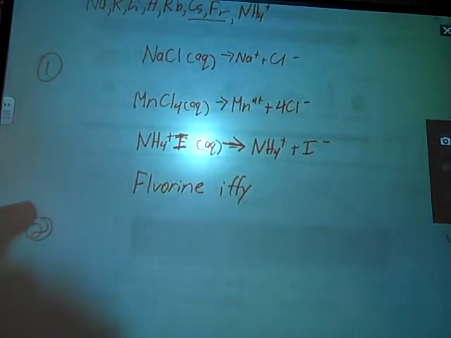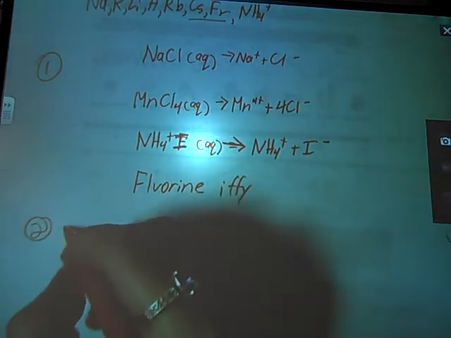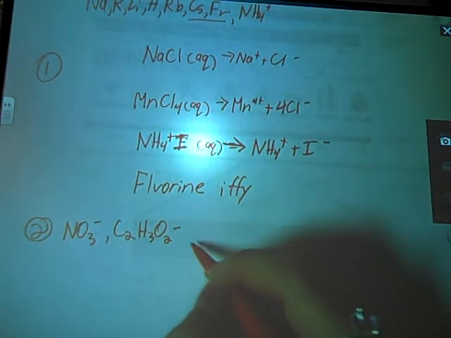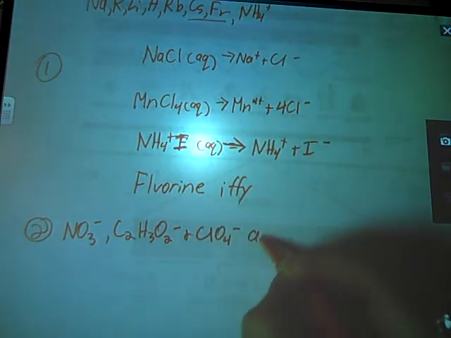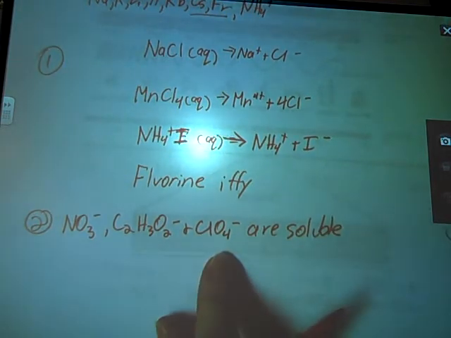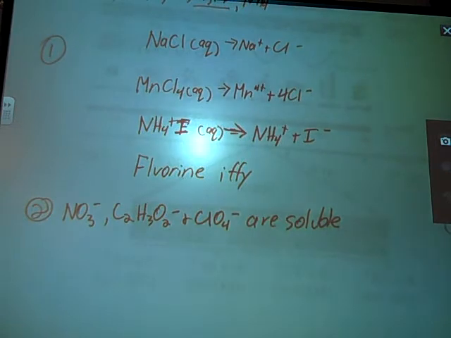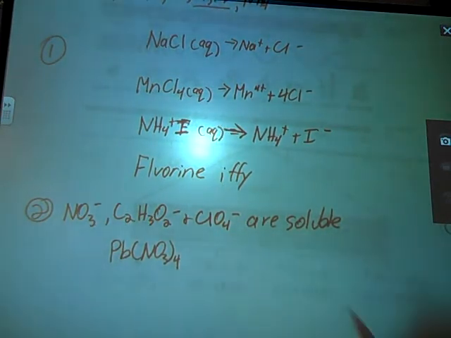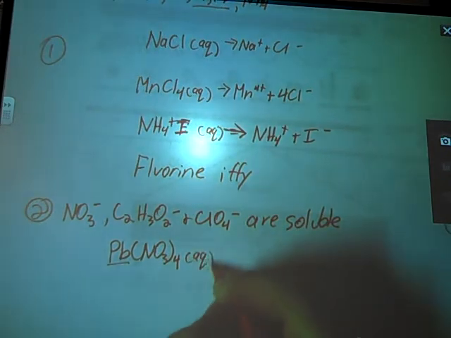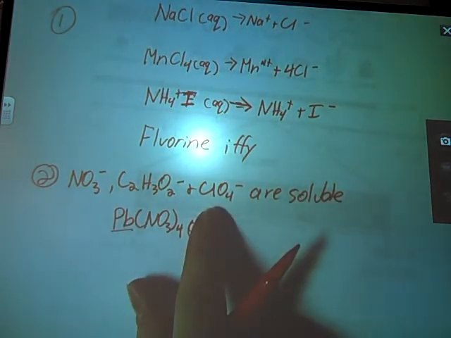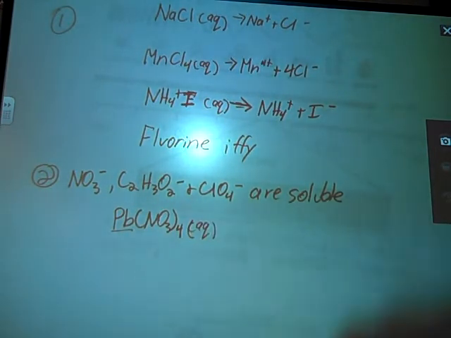Rule 2, maybe I should write these. I don't know how well you can read that other paper. It's all nitrates, acetates, and chlorates are soluble. So the same deal applies. Anytime you see any of these ions, that substance is soluble. Once one piece is soluble, the whole compound is soluble. So, for example, lead 4 nitrate, even though there's a lead in there, that nitrate makes this soluble.